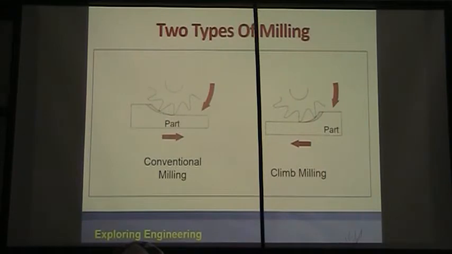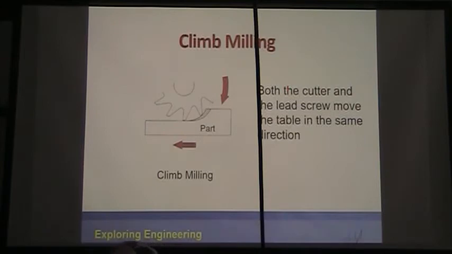So we have two different kinds of milling. There's conventional milling, where the mill is rotating and removing in an upward direction the metal chips or whatever the substance is. Then there's climb milling, where the mill end is rotating, but it's cutting down into the part. All right, so both the cutter and the lead screw are moving the table in the same direction in climb milling.